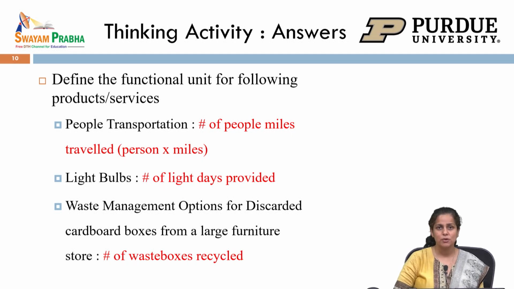It will be the number of waste boxes recycled that is going to be the functionality of the waste management option. So it could be the number of waste boxes that are recycled, the number of waste boxes that are incinerated. So you will take that total number of boxes that are being thrown away as your functional unit.